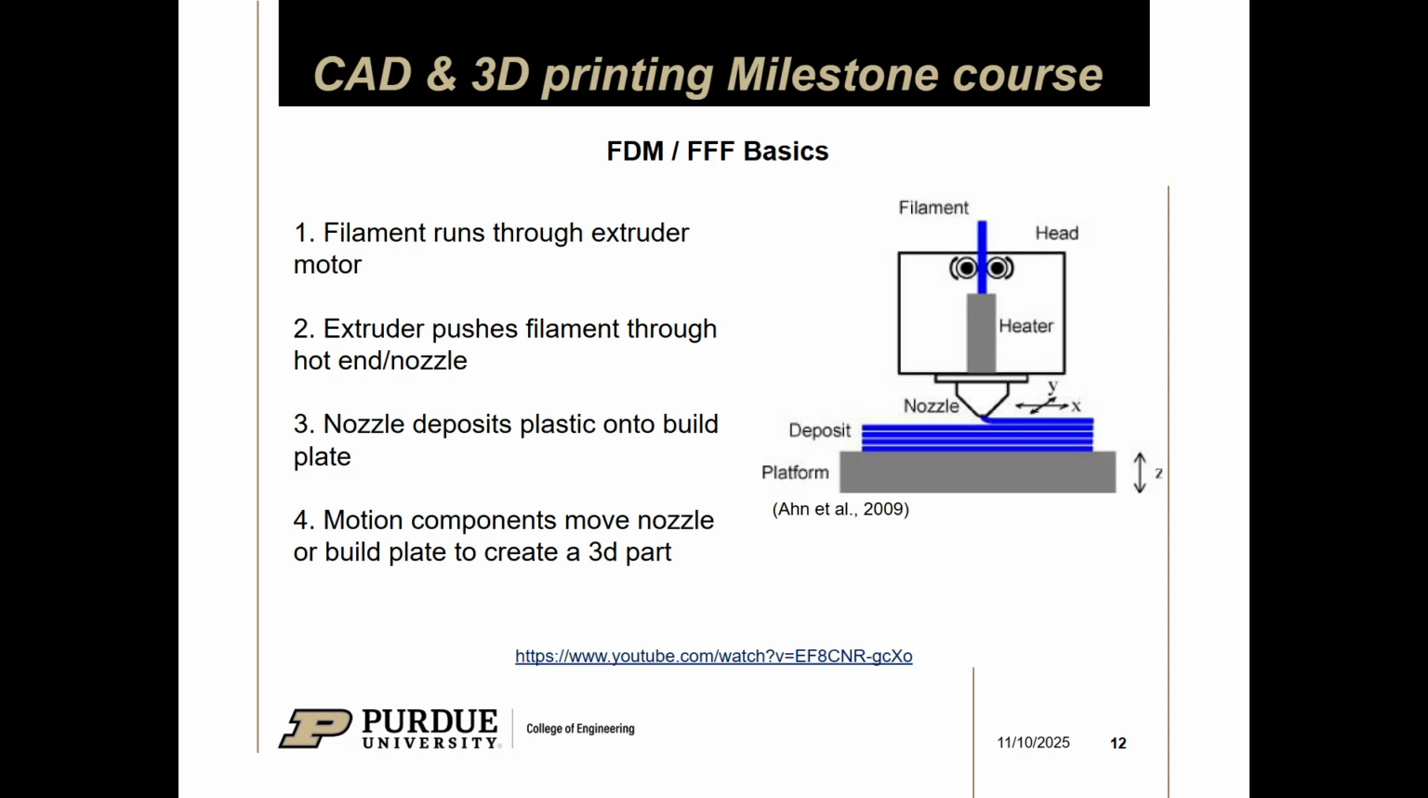It's kind of self-explanatory at this point. At least I hope this makes sense to you. It's basically just a fancy hot glue gun. It extrudes material very precisely over and over again to make a 3D part.